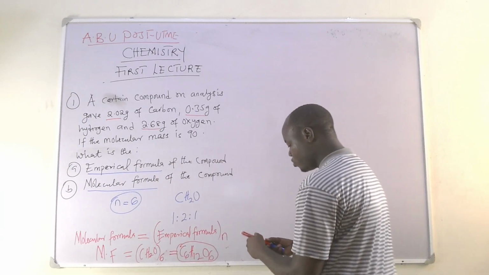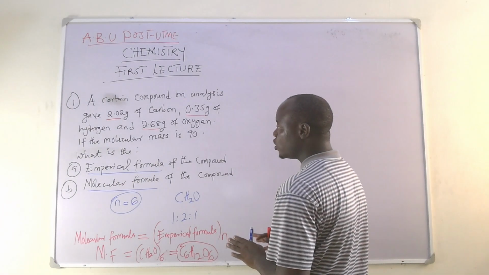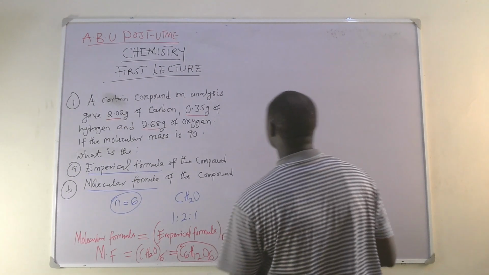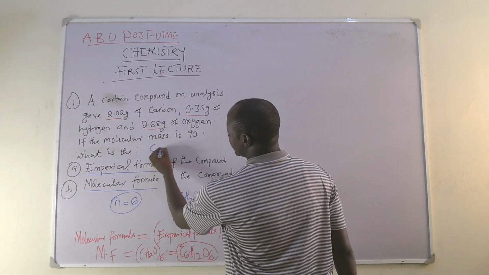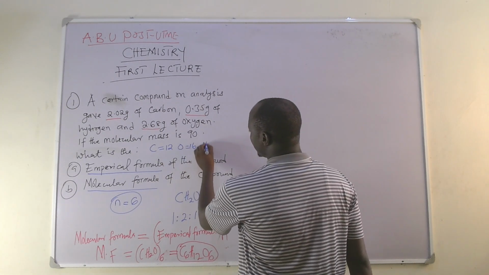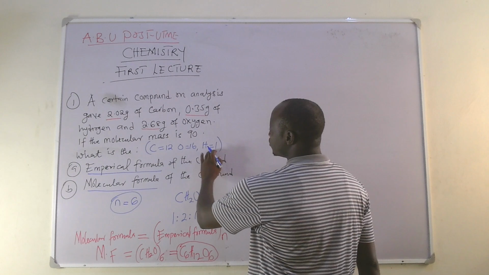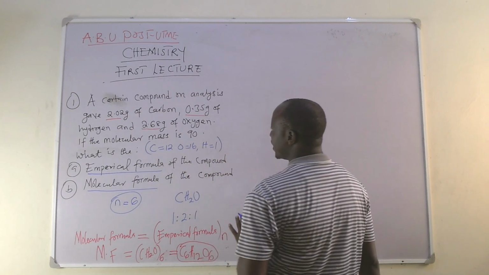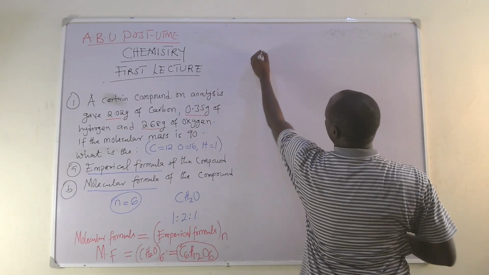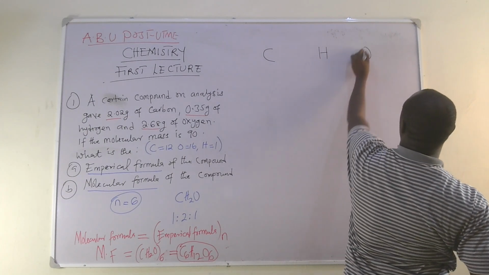It's simple. We need to know that each of these elements has its own molecular mass. For example, the molecular mass of carbon is 12, the molecular mass of oxygen is 16, and the molecular mass of hydrogen is equal to 1. This is the molar mass of each of these elements. So we are now going to take carbon first, and then hydrogen here, and then oxygen.